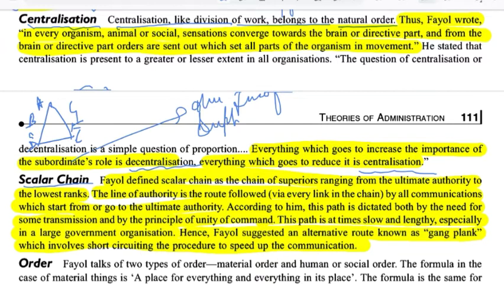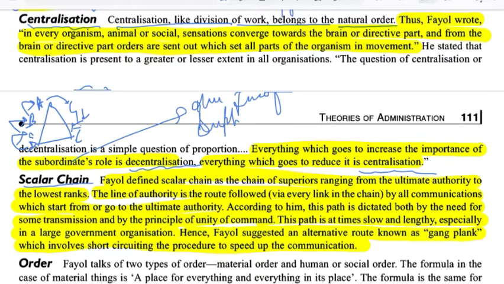Then first he had to pass that message to C, then C will pass that message to B, then to A. Or if D has to pass the same message to F, then A will pass that message to G, then G will pass that message to F. This is a process which is known as scalar chain.